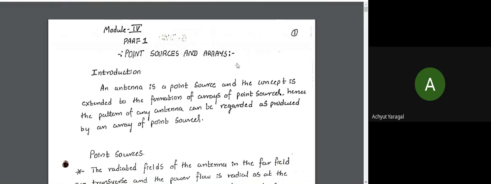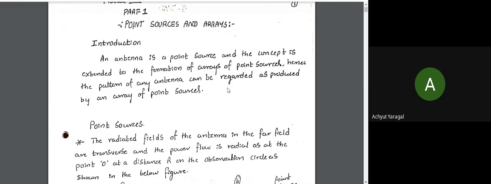So in this particular module 4, point sources and electric dipoles have been discussed. Initially we will discuss point sources in part 1. So what is this point source? An antenna is considered as a point source. What is exactly the meaning of antenna as a point source?